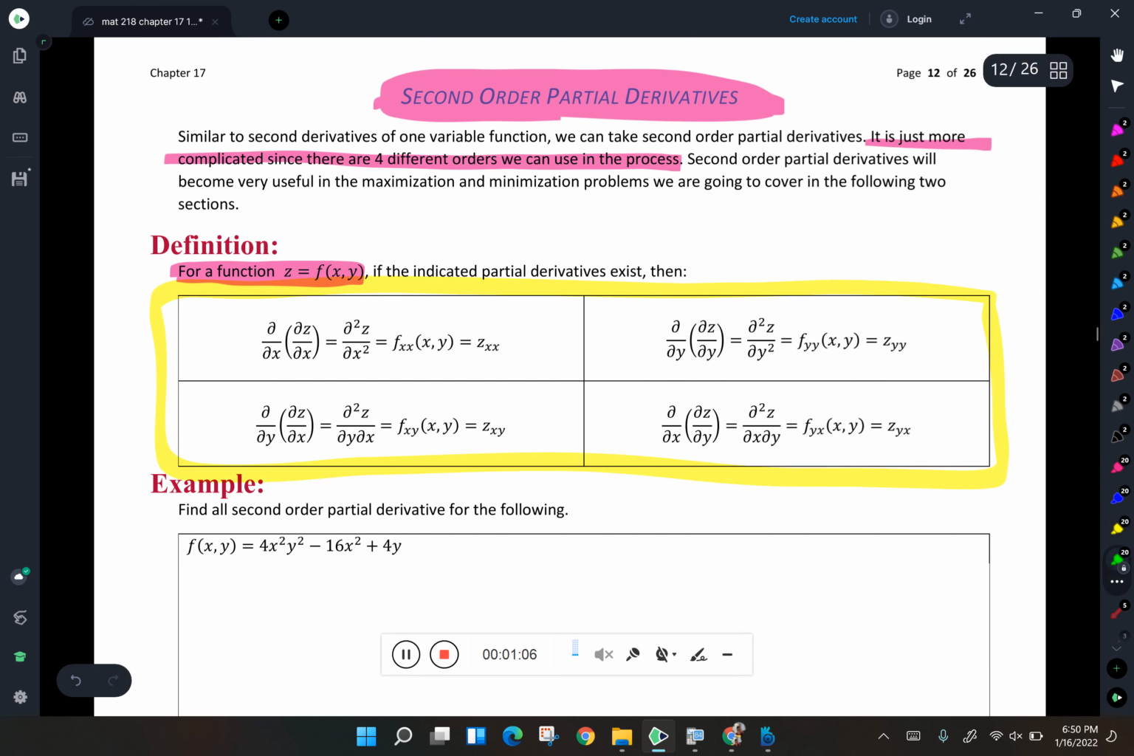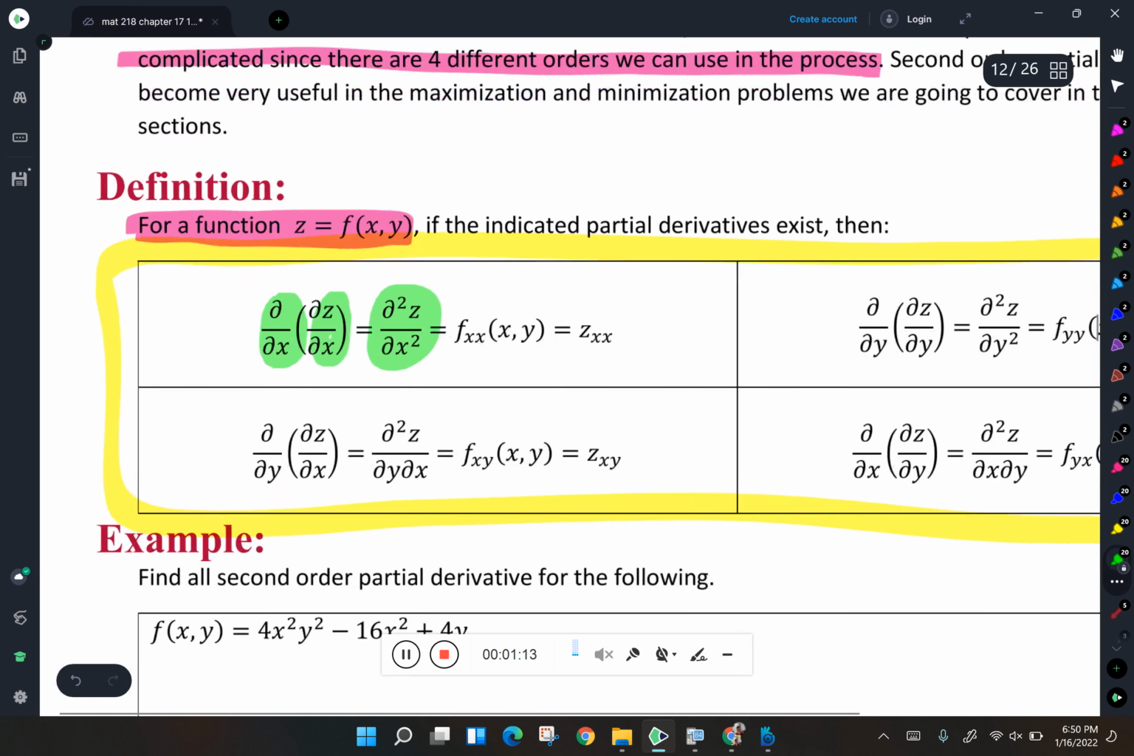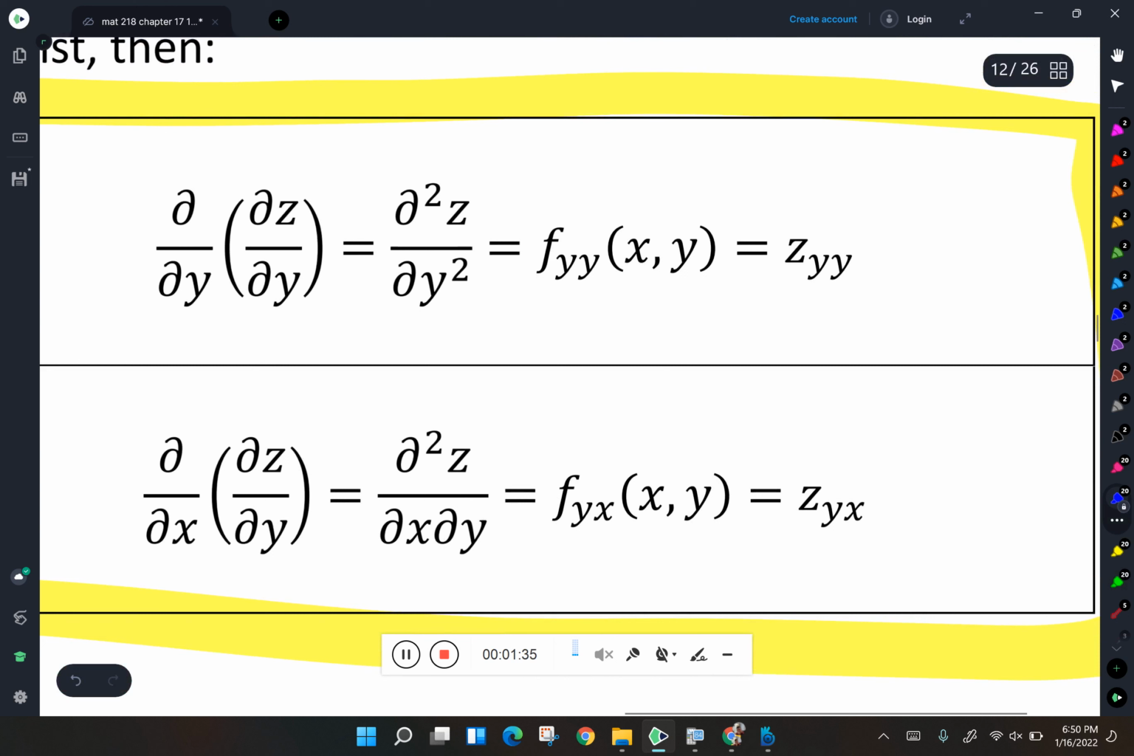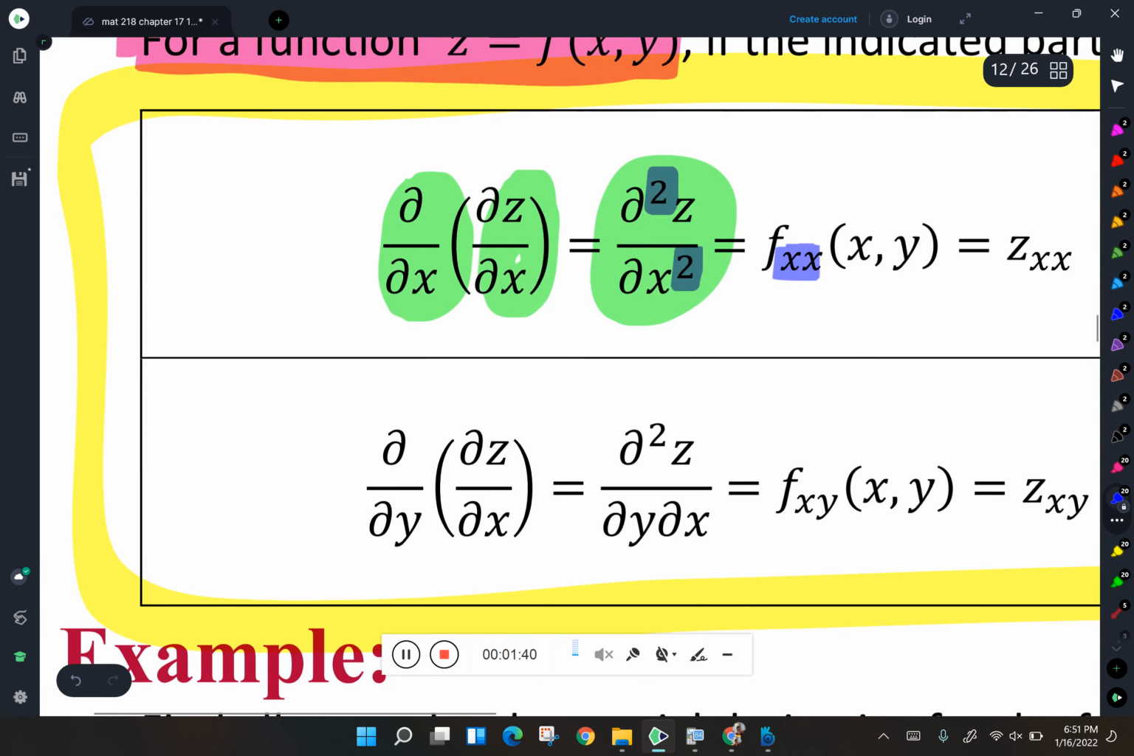Working from the left to the right, this is take the partial with respect to x of the partial with respect to x. Look at this notation right here, and I'm going to zoom in on that. Do you see how we use the exponent 2 to show that we took a partial derivative twice, and then the exponent 2 in the denominator to show that it was with respect to x twice? We could also use this notation where we just use the subscript x, x, and then y, y, with respect to y, with respect to y again.